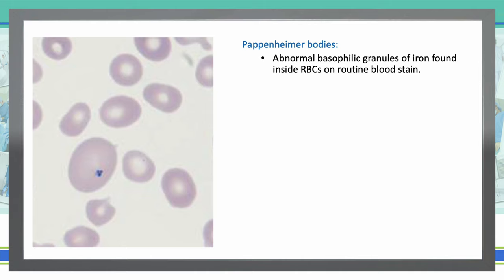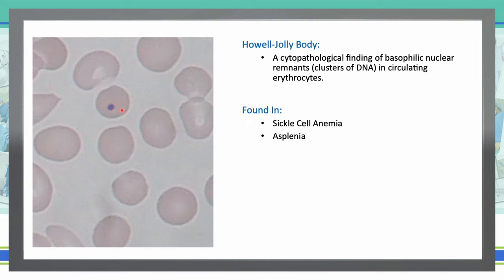Next, Pappenheimer bodies. These are abnormal basophilic granules of iron that are found inside the RBCs on routine blood stain. They are a type of inclusion body composed of ferritin aggregates or mitochondria or phagosomes containing aggregated ferritin. They appear as dense blue-purple granules within the RBCs, and they are usually one or two located in the cell periphery. We are going to see these bodies in sideroblastic anemia. Do not confuse that with Howell-Jolly body. In Howell-Jolly body, you can see a single rounded spot. Over here, we can see that we have 1, 2, 3 dots.